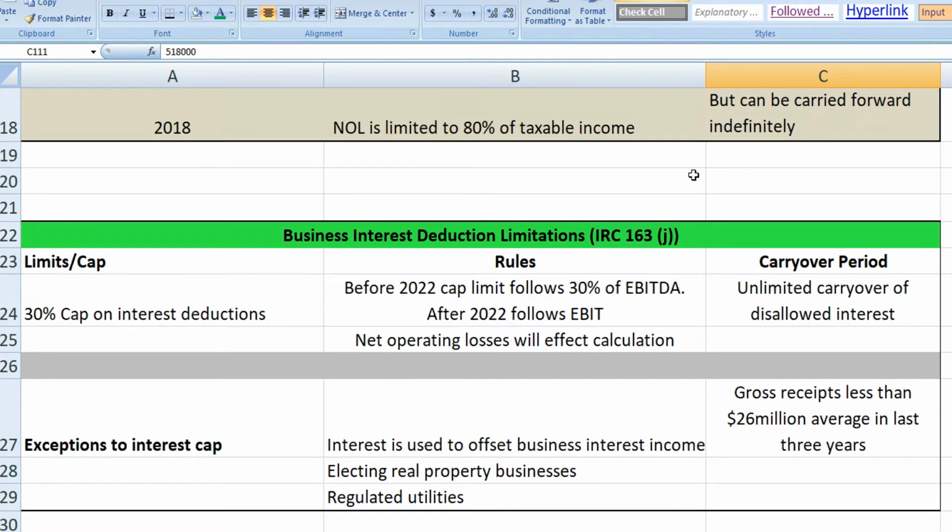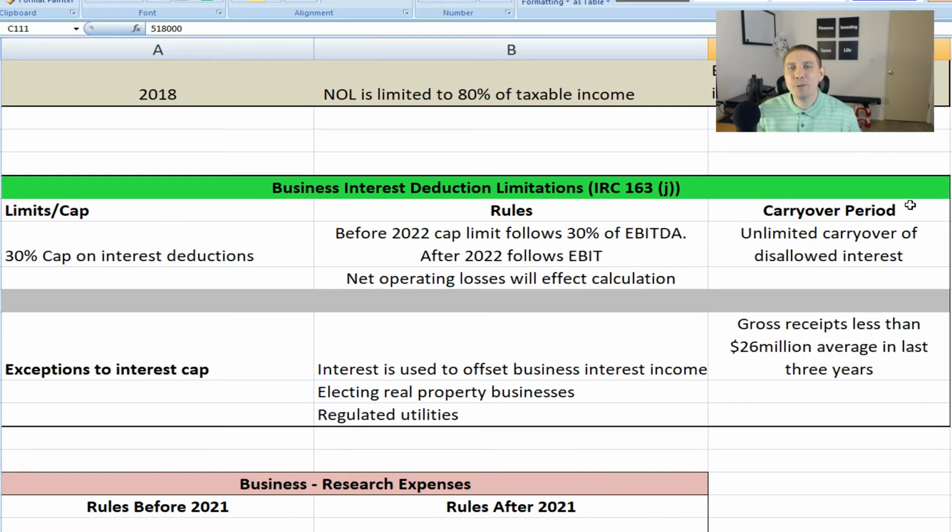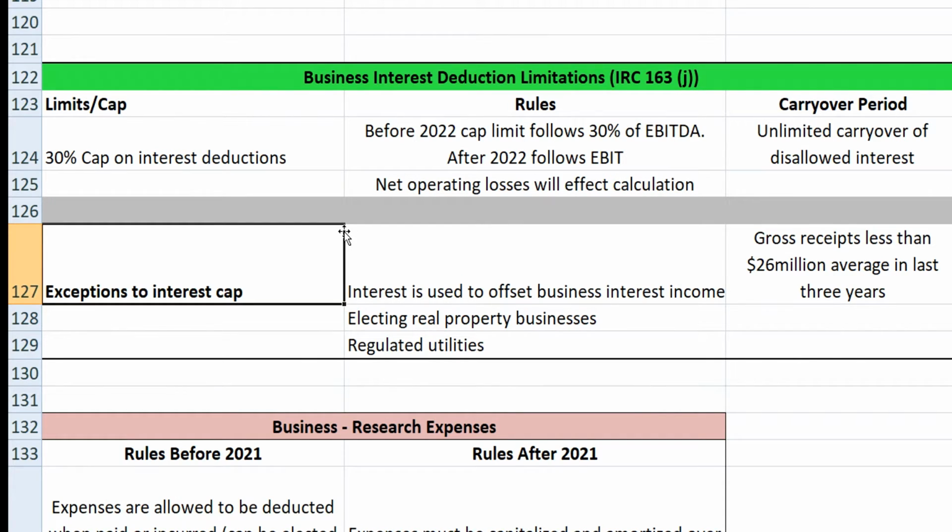If you operate a business that has a substantial amount of interest deductions, then definitely check out this part right here. Remember, there's an unlimited carryover of disallowed interest. So if you can't use it in that year, it will carry forward to future years. There are some exceptions to help you avoid that cap on interest deductions. If you have a business with gross receipts that have averaged less than $26 million in the past 3 years.